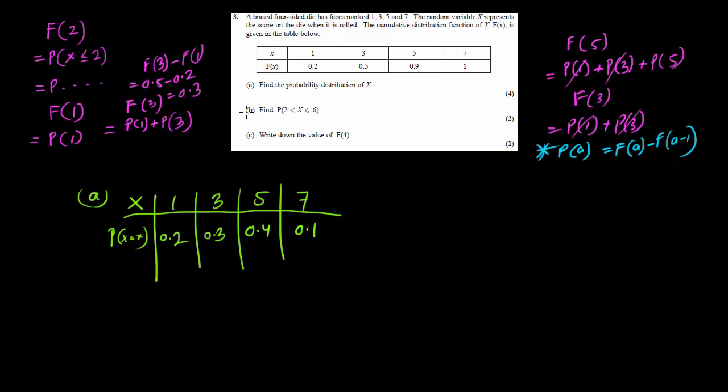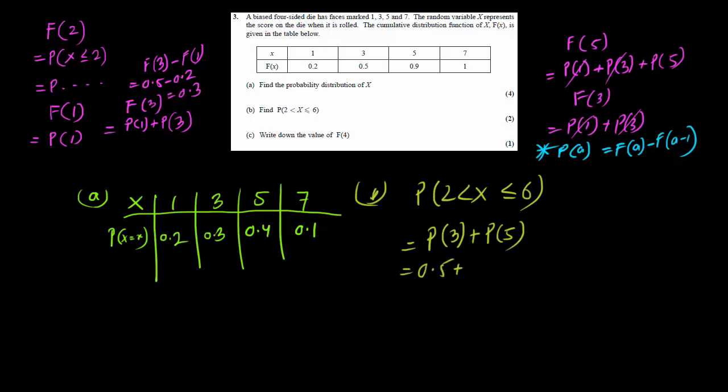The next one, question number B, is to add up the probability greater than 2, less than or equal to 6. So what we do over here: greater than 2, less than or equal to 6. So what is greater than 2? Greater than 2 is 3. So probability of 3. Then less than or equal to 6. Since there is no 6 over here, less than or equal to 6 has to be 5. So we just add up 3 and 5 together, which is 0.5 plus.